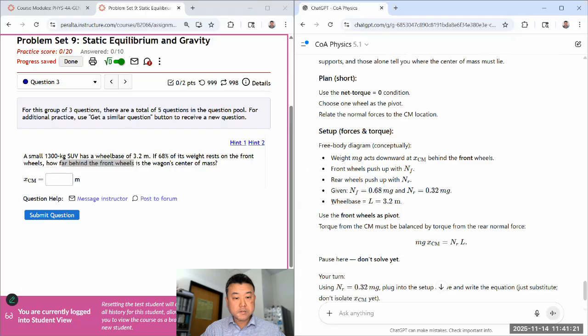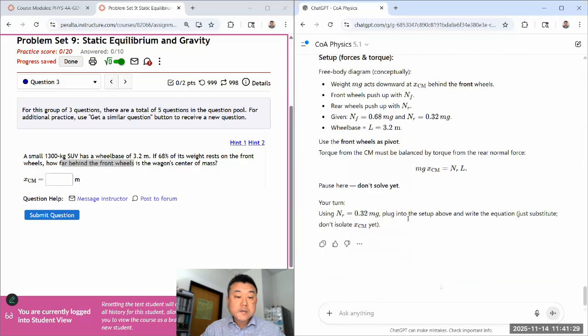Okay. Wheelbase. Use the front wheels as the pivot. Torque from... Oh, I guess that's right. So this could have come from the net force equation, or you could have intuitively guessed. 68% on the front wheel. Okay, the remaining percent, 32%, must be on the rear. Yeah, it's fine. It's simple enough.